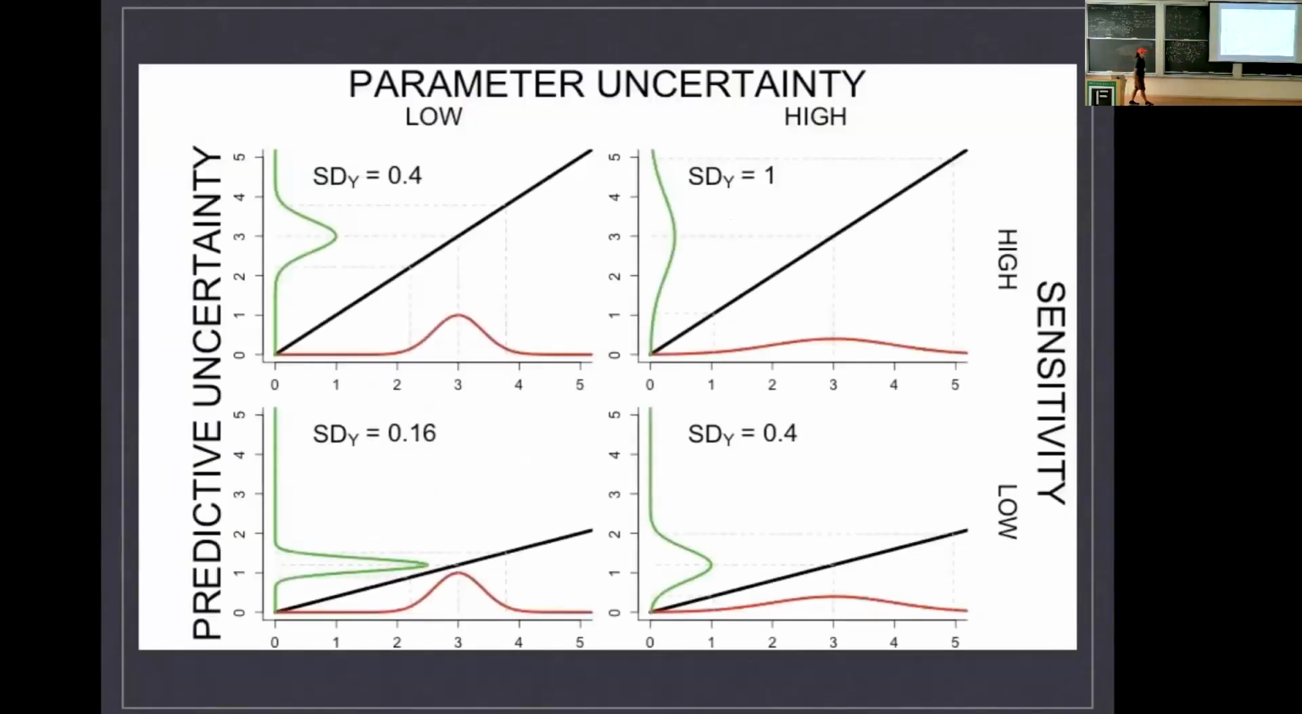And this kind of reinforces what I was saying earlier: if we think about our predictive uncertainty and how different parts of our model may contribute to that, it's determined both by the uncertainty in the inputs and the sensitivity to them. So the worst case is if you have a very uncertain input and you are highly sensitive to it, you end up with a very uncertain output.